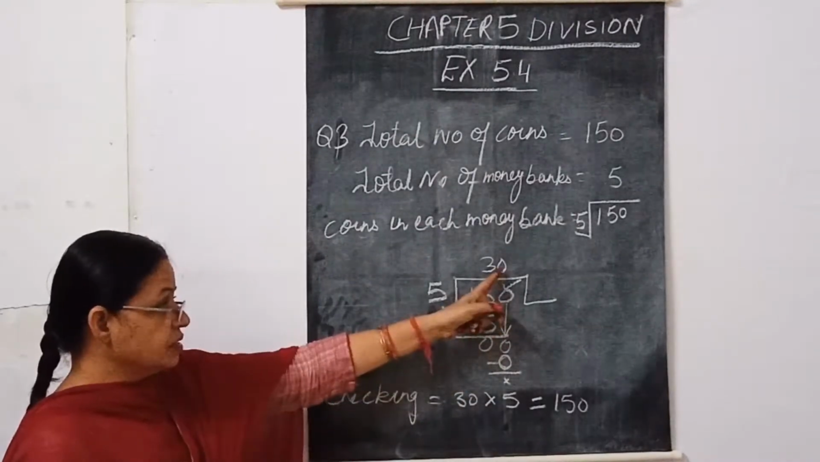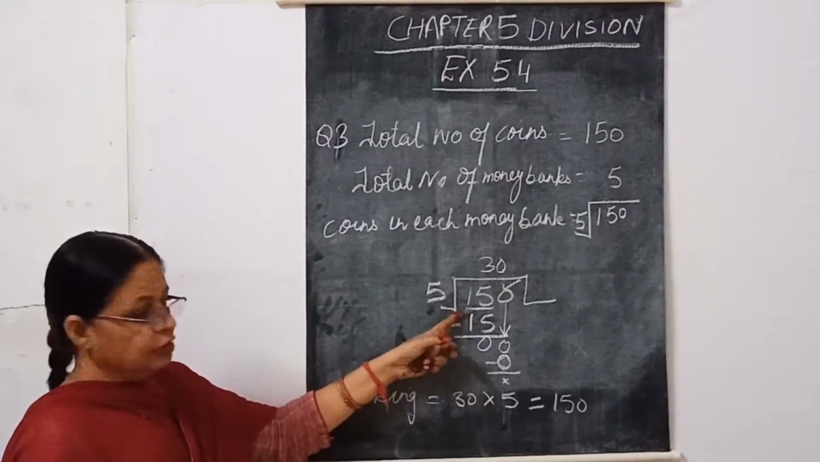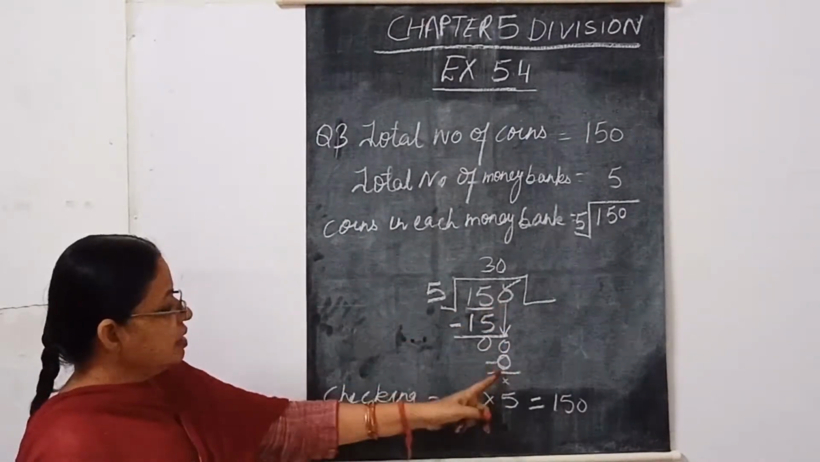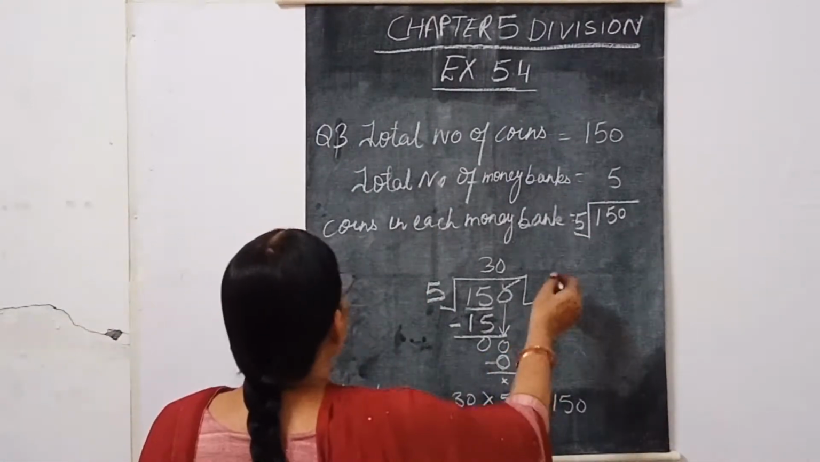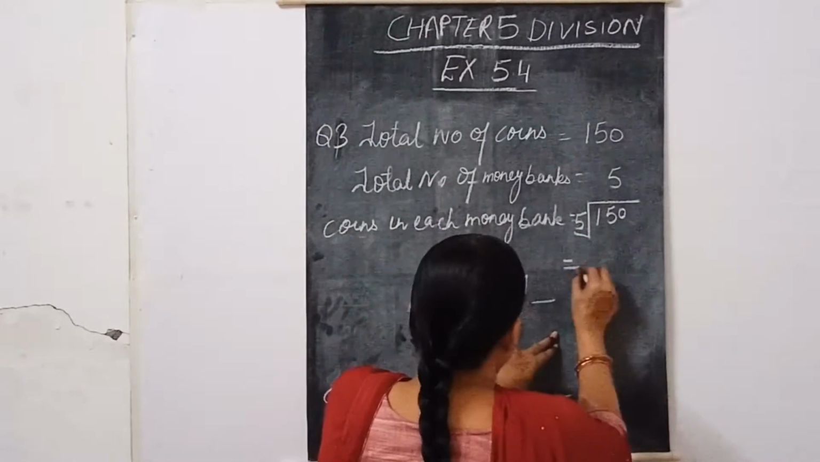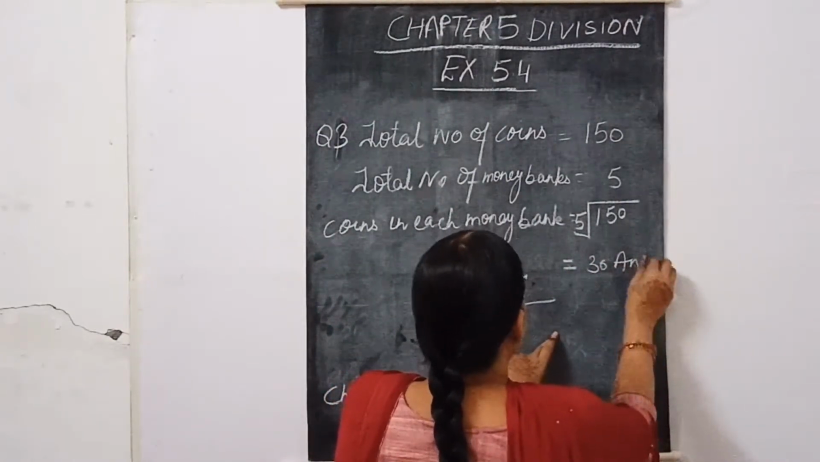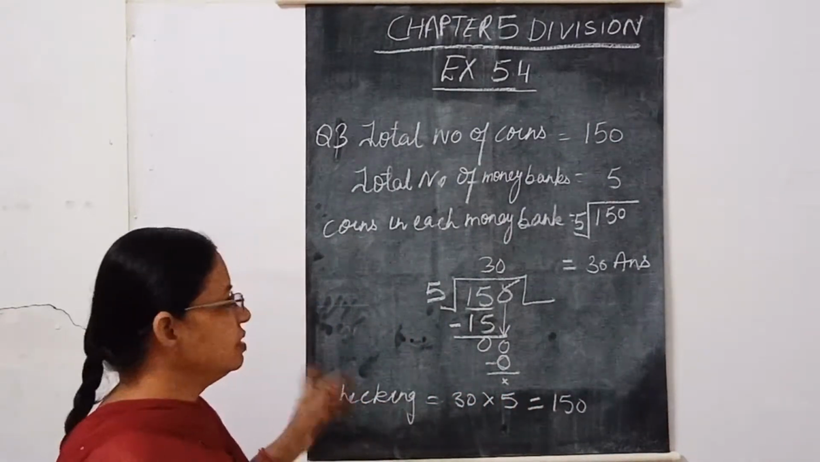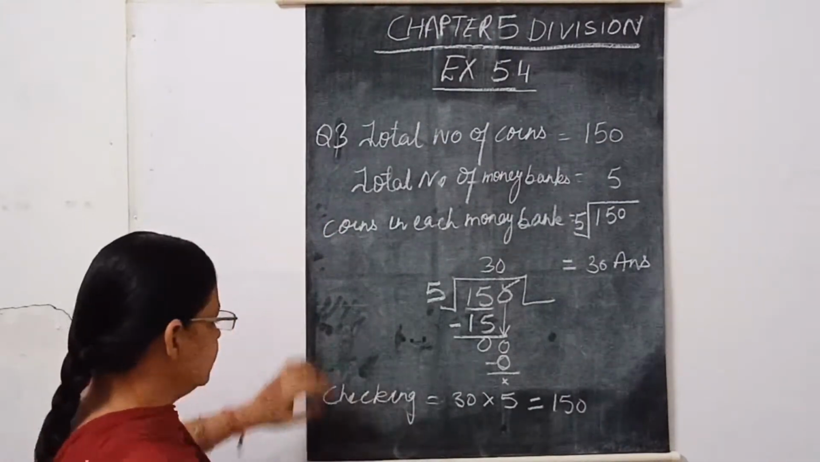If you will not put the 0 here, then the answer will be 3 5s are 15, and that is wrong. So don't ignore this 0. Always remember to divide this 0 with the number given. Okay. Now how many coins in each bank? That is 30. This is your answer. Understand, students? I hope you understand this question. This is very easy. So once you do, then you will understand it.